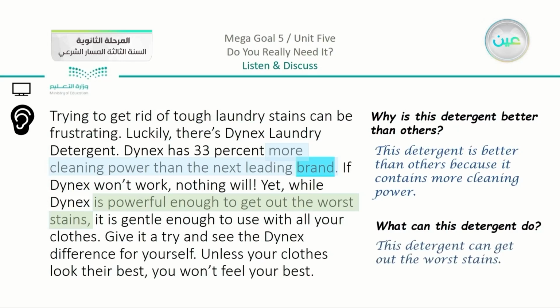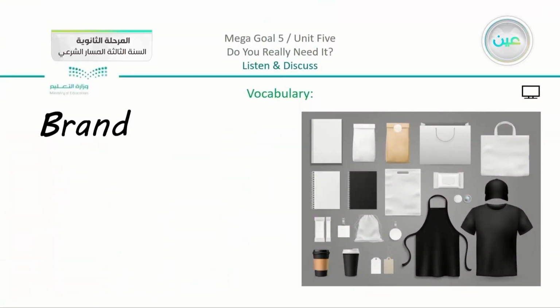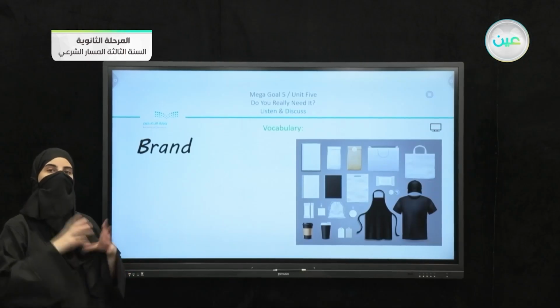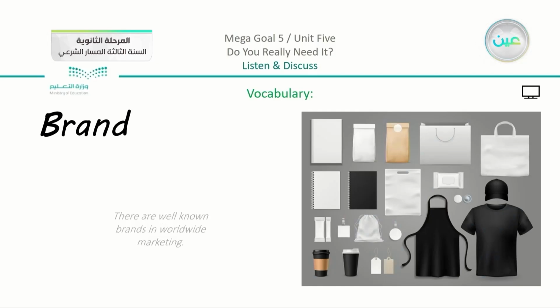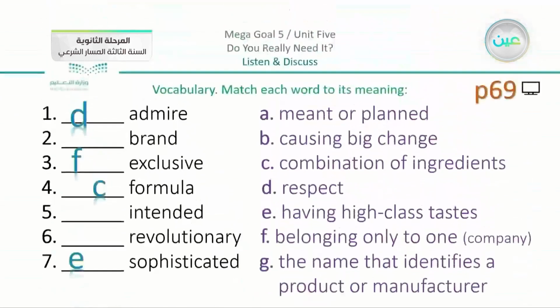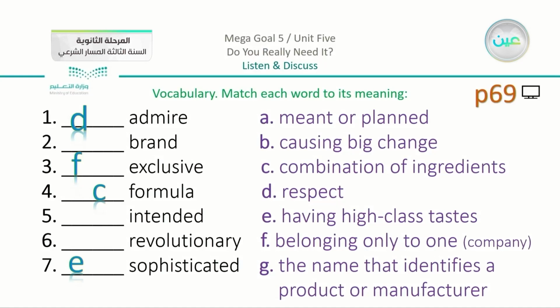Now we do have one word from the words that we have in the vocabulary check, which is the word brand. Now we basically know that every product or many famous places, they do have names or brands. So clearly here we have the word brand. We can say that there are well-known brands in worldwide marketing, for example. Now you can see that there are different things here, and each thing does have a name or a label or a brand. So going back to the exercise, from the word name, we have here brand is related to G, which is the name that identifies a product or a manufacturer.